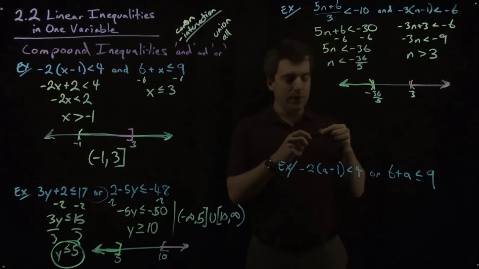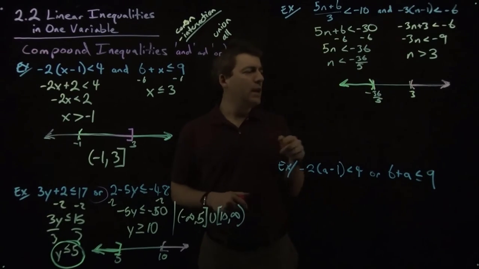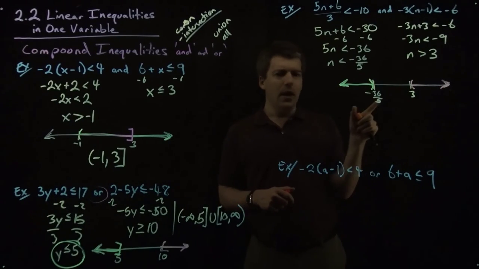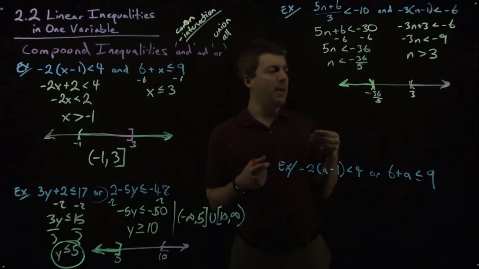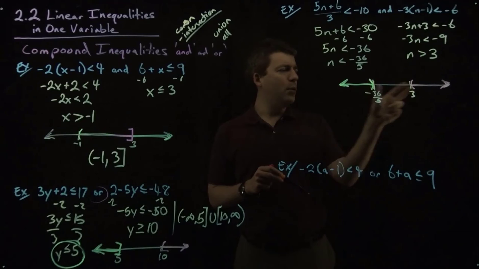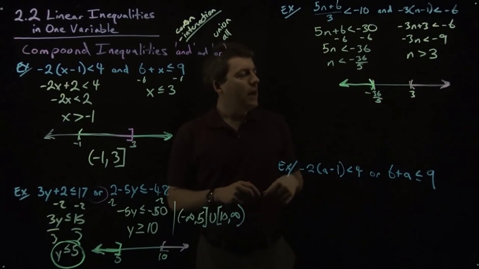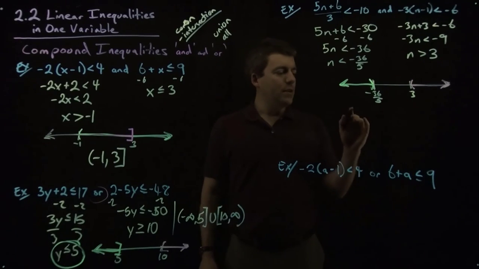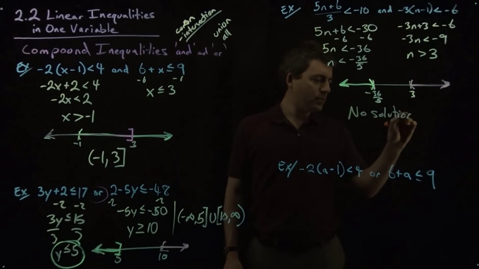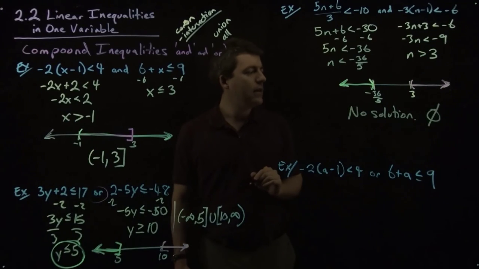Okay, and from the conjunction here, and, we want the intersection. And so we can see that these two intervals here are disjoint, as in they don't have any overlap. So there are no points in common between these two. So there's no value of n that solves both of these. And so we can say that there is no solution. And that's typically given with the empty set symbol.